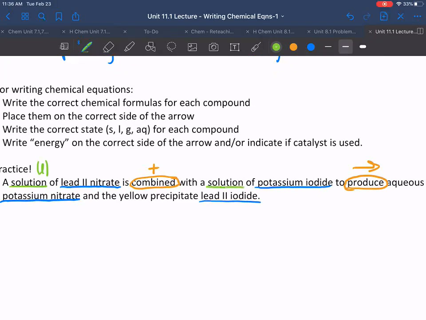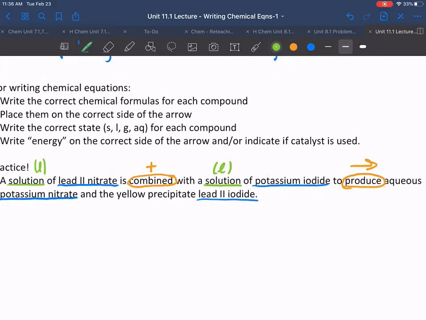Again, we have a solution of potassium iodide. We're going to call that a liquid. And then we're producing something that's aqueous, so it's dissolved in water. But what is the symbol we use here? AQ. Now, does anyone remember what a precipitate is? It's a solid, exactly. If a solid forms when you mix two solutions together, it's called a precipitate. So this is going to give little s.